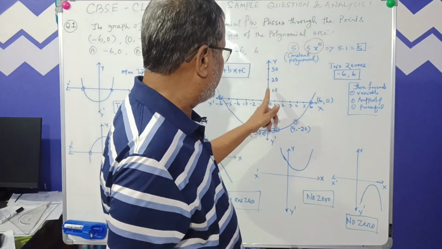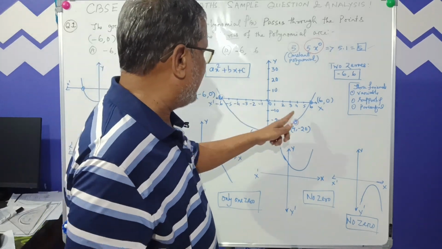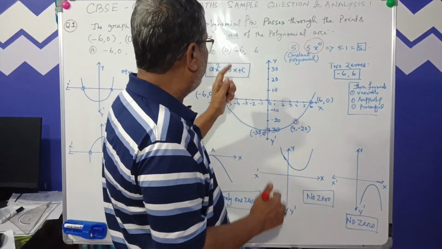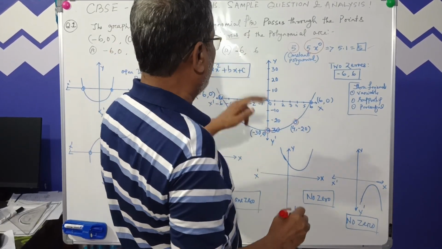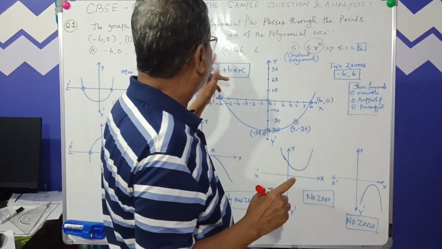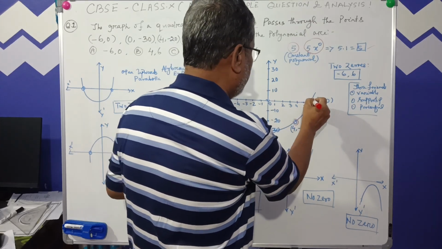So four axes, number 1, 2, 3, 4. This is called the x axis and this is the y axis, that you know well. Then look here, 6 on the x axis, that is x coordinate 6 and y coordinate 0. This is the point.